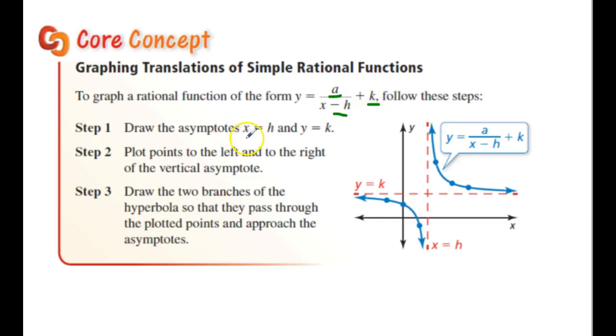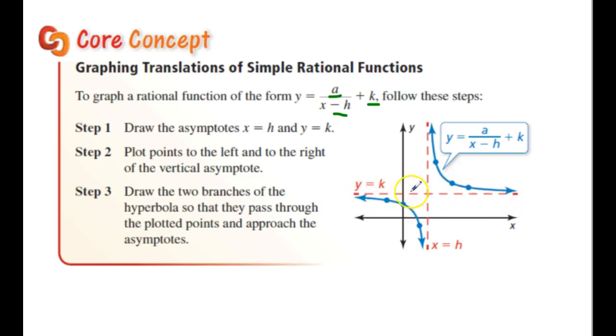So first I want to draw my asymptotes. And here's where my asymptotes are different. They're not my x equals 0 and y equals 0. But my asymptotes are fairly simple. So my asymptotes here are going to be x equals h, right? And y equals k.